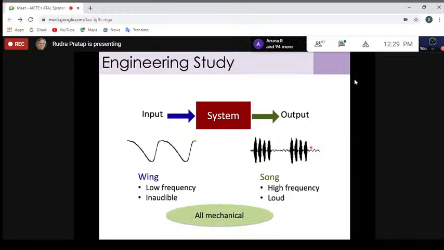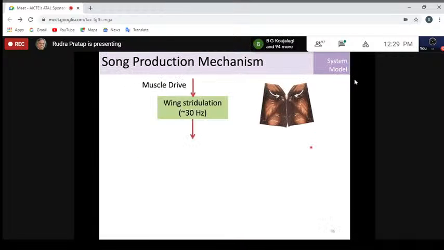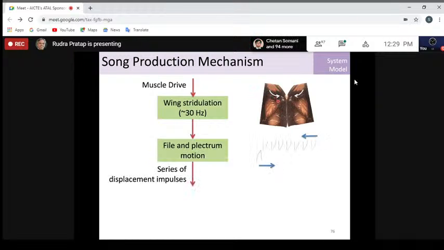So we figured all of this out. Of course, ecologists have studied these systems, and it's from them that we find out how this whole thing works. So this wing, the two wings go on top of each other, there is a plectrum, and there is a file of teeth here, which looks like this. The set of teeth underneath this wing here looks like this.